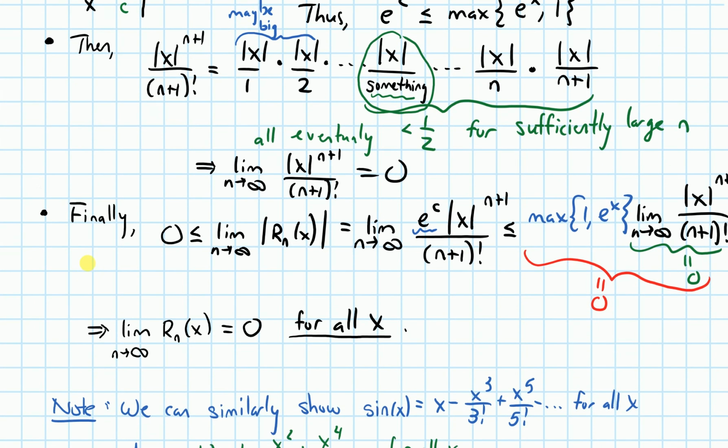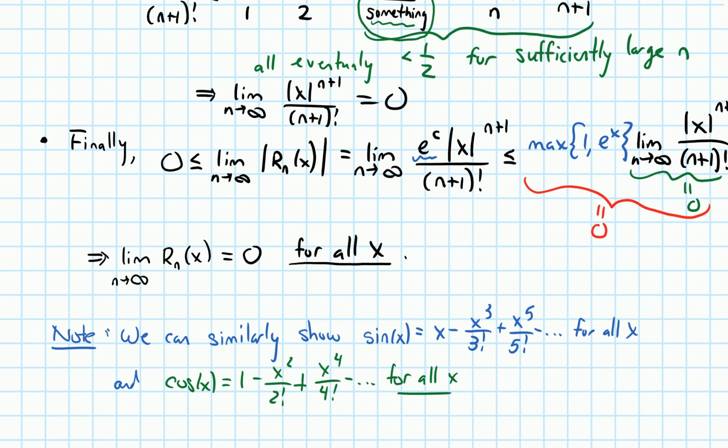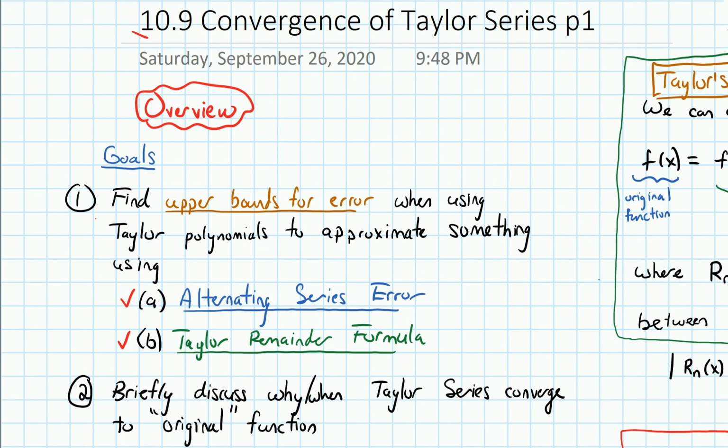So we can similarly do the same type of thing, for example, to show that sine of x actually equals its Taylor series for all values of x. And the same thing with cosine x. It equals its Taylor series for all values of x. We do it using this remainder formula. All right, so returning to our goals from section 10.9, we've now talked briefly about why and when Taylor series converge to the original function. And the argument centers around using the Taylor remainder formula.